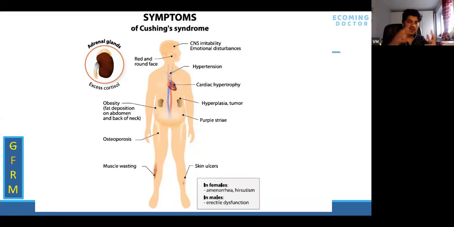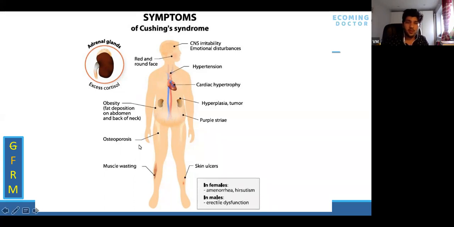And I'd like you to think about the symptoms of Cushing's and how exactly they're caused by high levels of cortisol. So if we remember that cortisol chronically causes fat deposition, we can understand why Cushing's patients have obesity, typically around the back of their neck. It's called buffalo hump, and fat deposition around the abdomen as well.